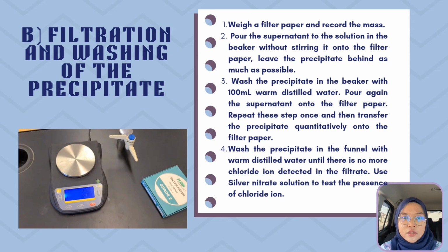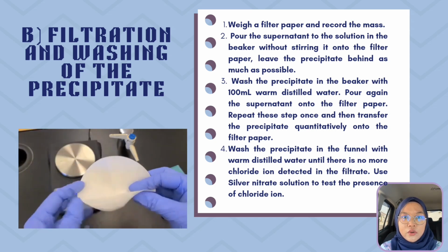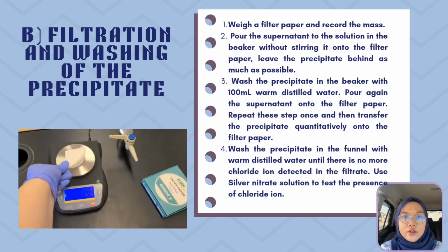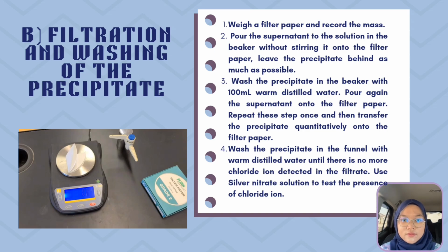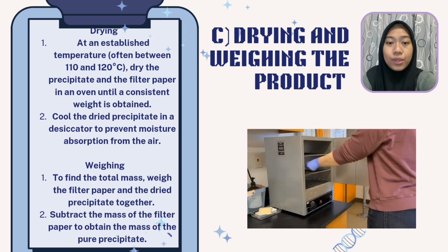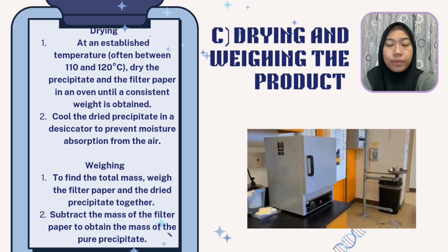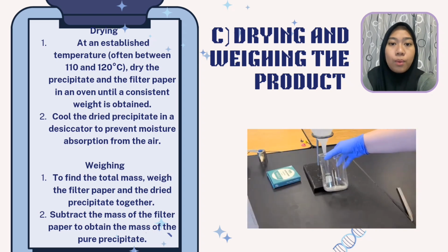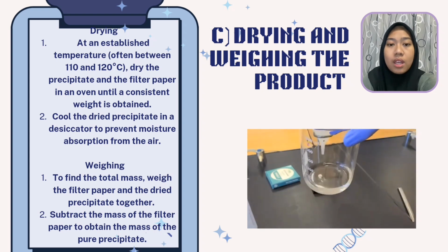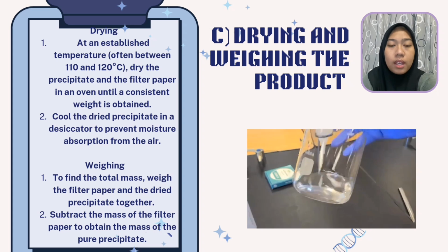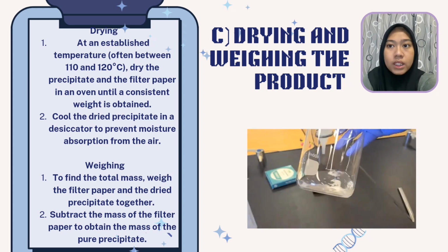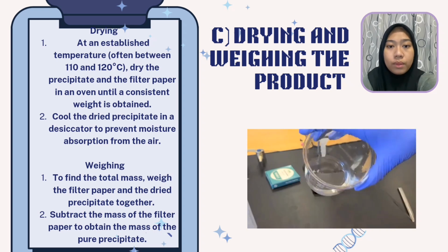4. Wash the precipitate in the funnel with warm distilled water until there is no more chloride ion detected in the filtrate. Use silver nitrate solution to test the presence of chloride ion. So, let's continue with procedure part C, drying and weighing the product. Drying. 1. At an established temperature, often between 110 and 120 Celsius, dry the precipitate and the filter paper in an oven until a consistent weight is obtained.